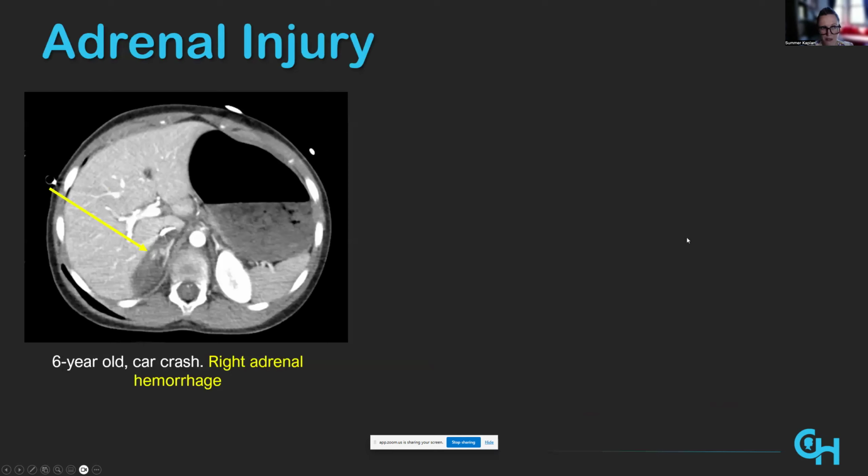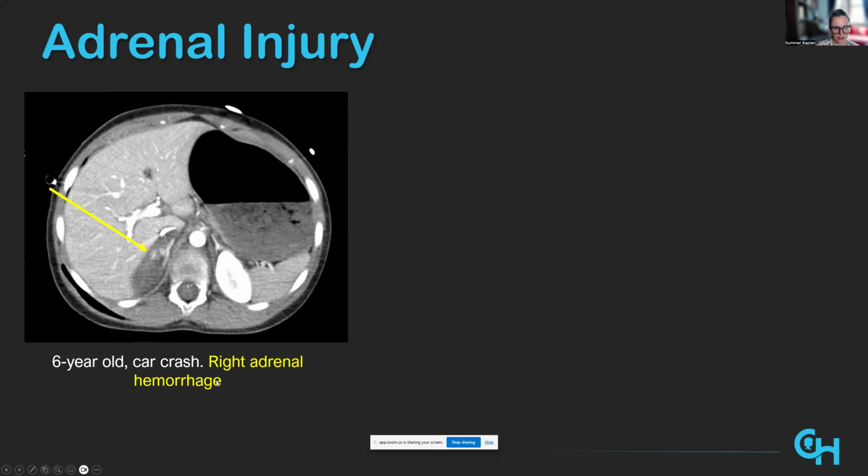Adrenal injury, as I mentioned earlier, is something to look carefully for because it's a sign of a high severity, high impact mechanism. And we're not always looking carefully at the adrenals. So do that, look at the adrenals. If you see an adrenal injury, look carefully for other injuries because they often are accompanied by other injury.